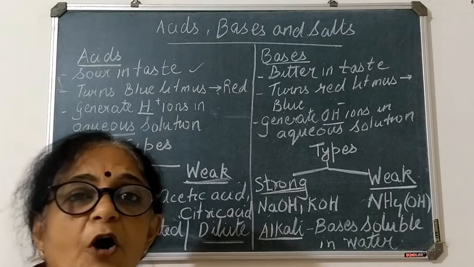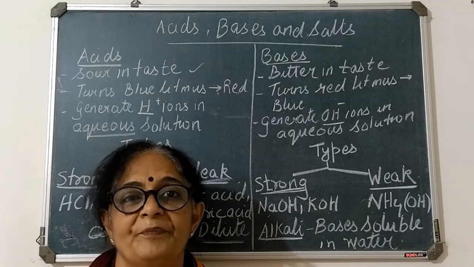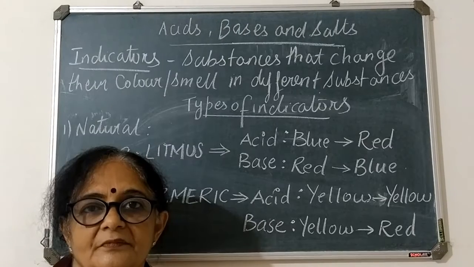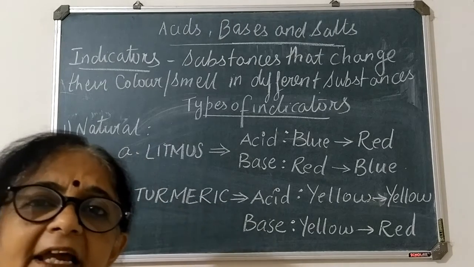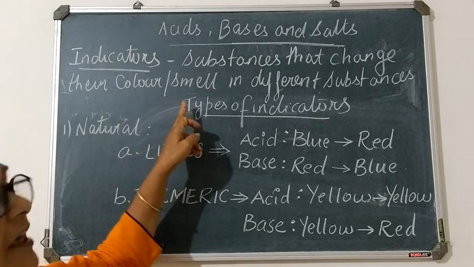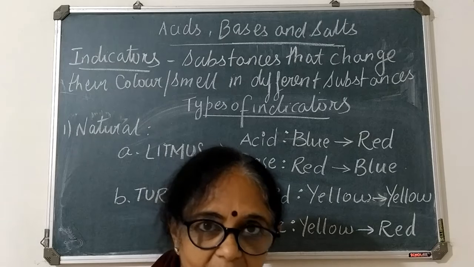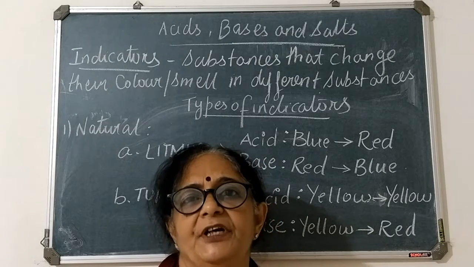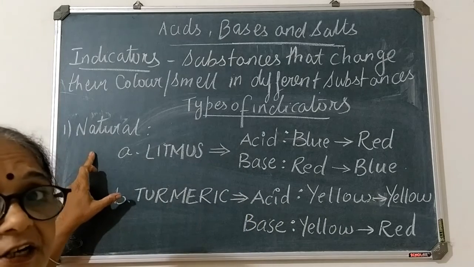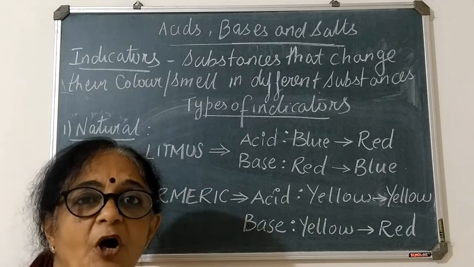Now we will see how you come to know that a particular substance is an acid or a base. For that we will have to learn about indicators. Let us see what indicators are. Indicators are substances that change their colors when they come in contact with acids or bases. There are three types of indicators: natural, synthetic and olfactory.